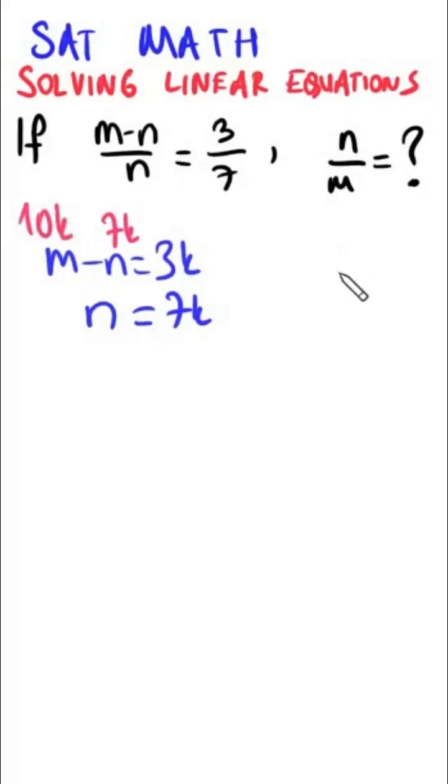So the question is n divided by m. n is 7k and m is 10k. So now we can just simplify these two k's, and the answer is going to be 7 over 10.